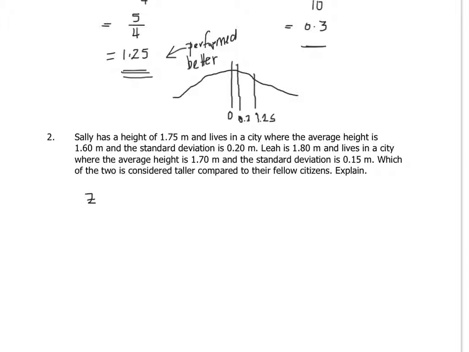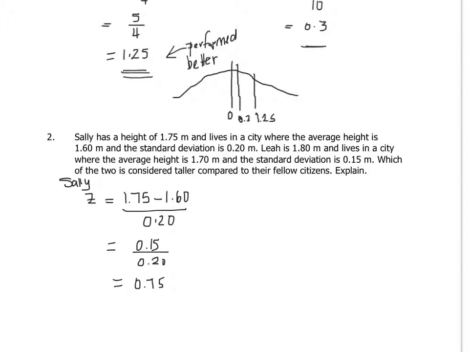So the first one, for Sally, we'll say, Sally's z-score would be, her data value is 1.75 and the average is 1.60 over the standard deviation is 0.20. So if we calculate that, 1.75 minus 1.60 and then divide that by 0.20, we get 0.15 divided by 0.20, which is 0.75.